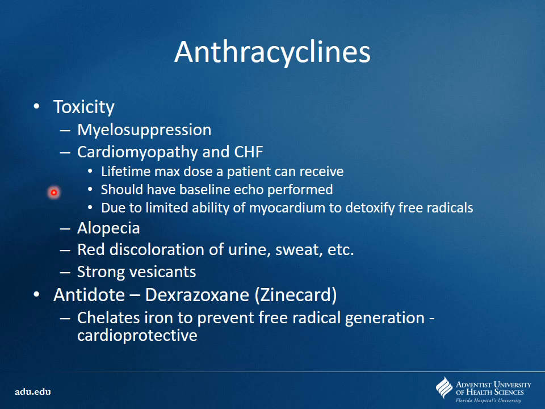You see cardiac damage that occurs here, and so if you give it for too long a period of time, or too big of a dose, you can see this irreversible cardiomyopathy that eventually leads to CHF. And so what we'll do is we'll have a lifetime max dose that the patient can receive. I'm not going to have you memorize what that is, but just know that once a patient receives, say, 550 milligrams per meter squared of doxorubicin, they can never receive that drug ever again, because the risk of having that cardiomyopathy is too great at that point.